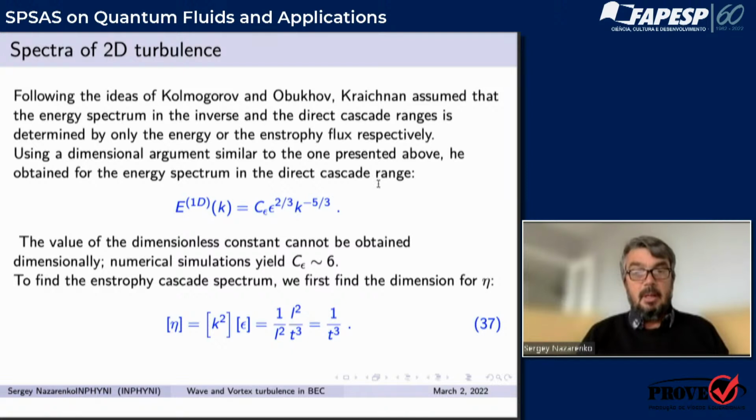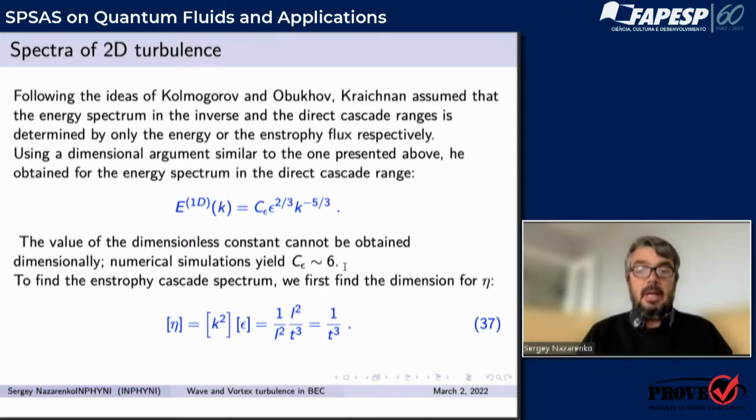Okay, so applying this argument, we get that for the energy cascade, because the argument is identical indeed, if we assume that the energy cascade rate epsilon is the only dimensional parameter which is relevant in the inertial range of turbulence, we get the same minus 5/3 spectrum as we had in 3D turbulence, except that the constant prefactor C doesn't have to be the same. This is not necessarily exactly the same dimensionless constant. And indeed, its value is about four times bigger than the one in 3D turbulence. That is an experimental and numerical fact.